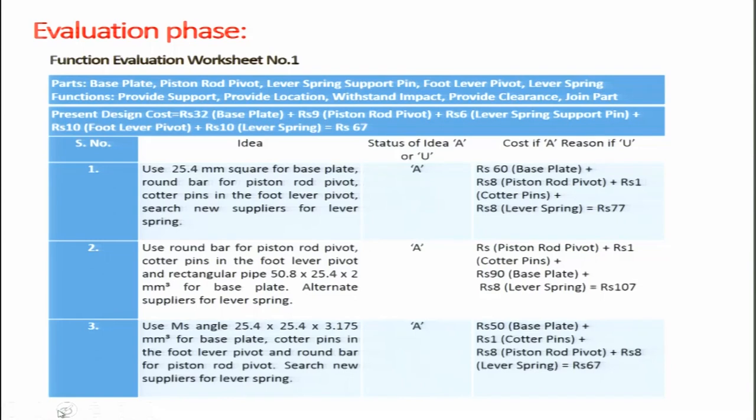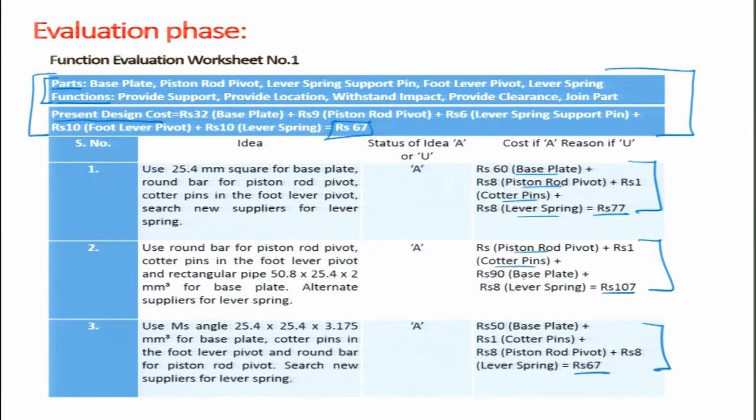So we develop this kind of function evaluation worksheet. This is again parallel to, or corresponding to, creative worksheet 1. These are the same functions and parts which were there in creative worksheet 1. Now in this case, the present design cost is put. For the present design, what is the cost of these components, and what is the cost of our idea? Okay. So present design cost is rupees 3067 and our design is rupees 77, rupees 107, rupees 67 and so on. This is, if we try to implement our design, the cost of the components or the suggestions that we have given: base plate, quarter pin, piston rod, lever spring and so on.